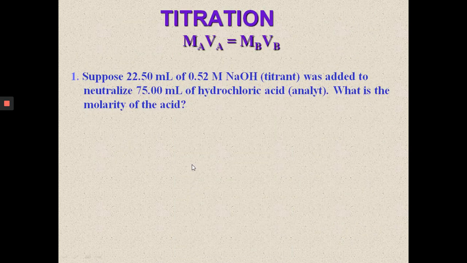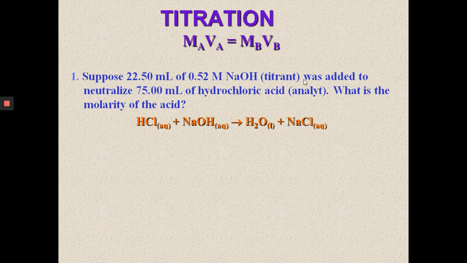Practice problem. Suppose 22.5 milliliters of 0.52 molarity NaOH was added to neutralize 75.00 milliliters of hydrochloric acid. Now, what is the molarity of the acid? Okay, the titration equation looks like this: MAVA is equal to MBVB. A stands for the acid and B stands for the base. Once you know the volume and molarity of the base, and you know the volume of the acid, then you can calculate the molarity of the acid.